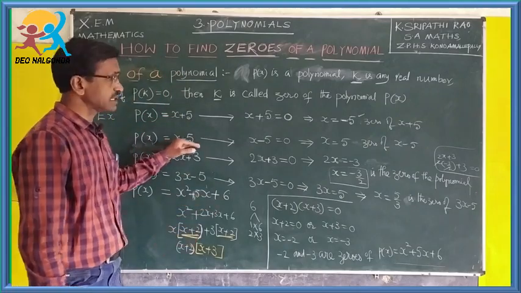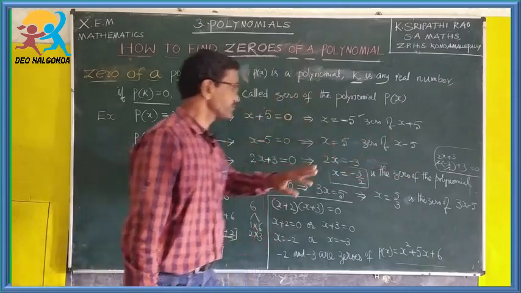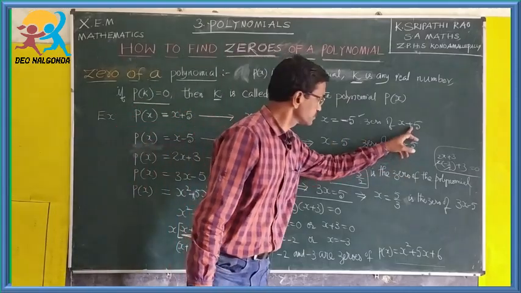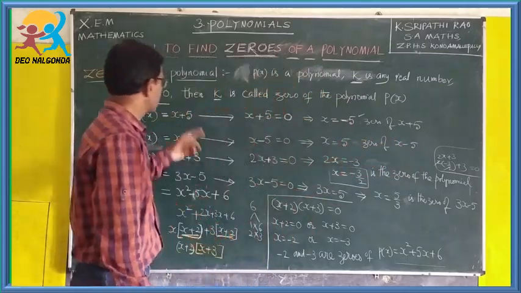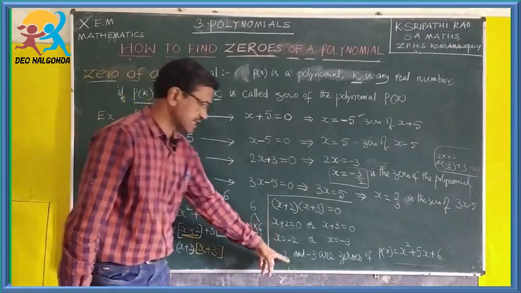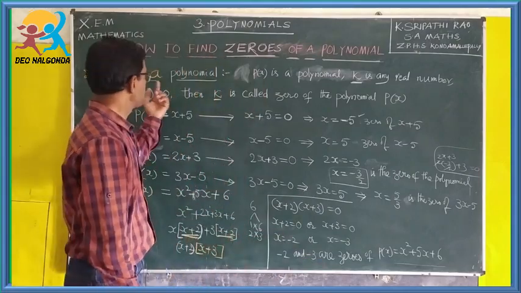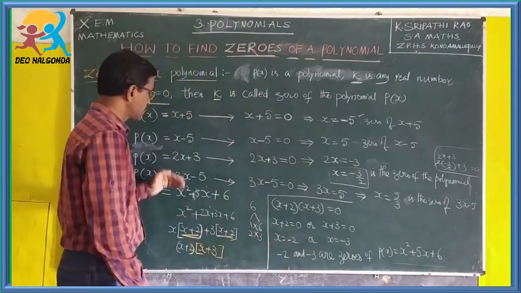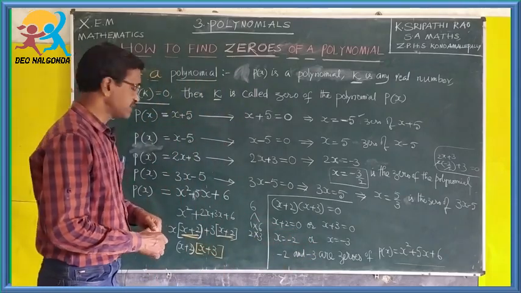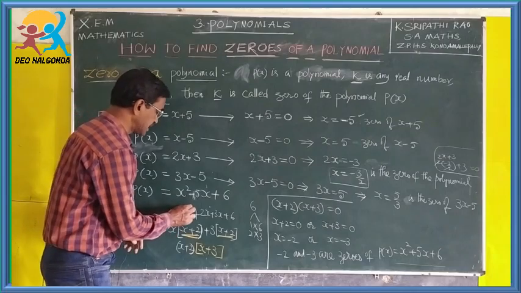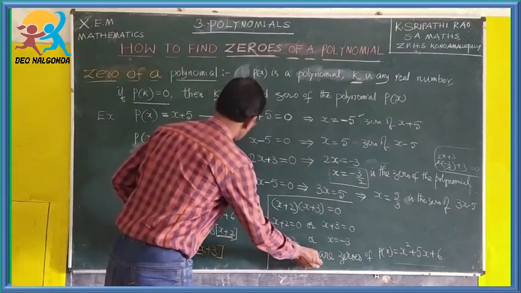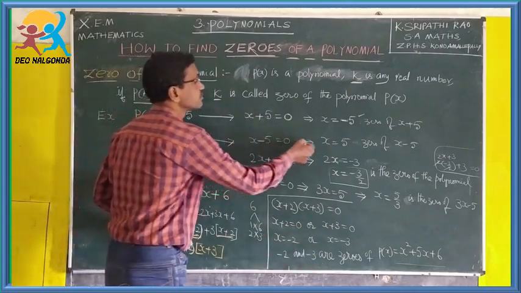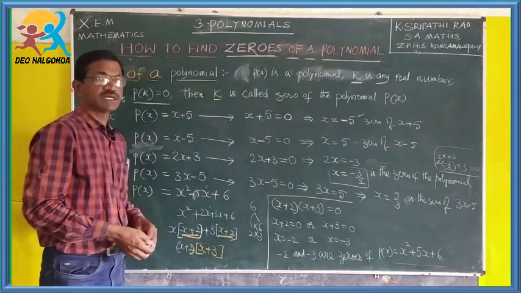For a linear polynomial, there is only one zero. For a quadratic polynomial, there are 2 zeros. For a cubic polynomial, there are 3 zeros. According to the degree, we can guess the number of zeros. Here the degree is 2, therefore we get 2 zeros. Here the degree is 1, so we get only 1 zero.